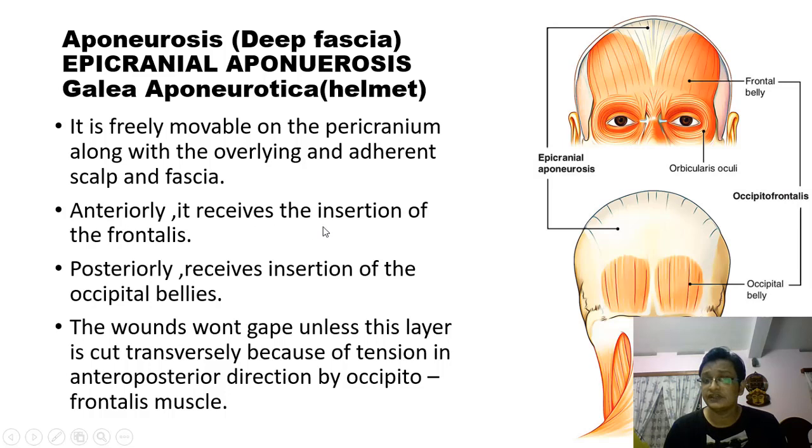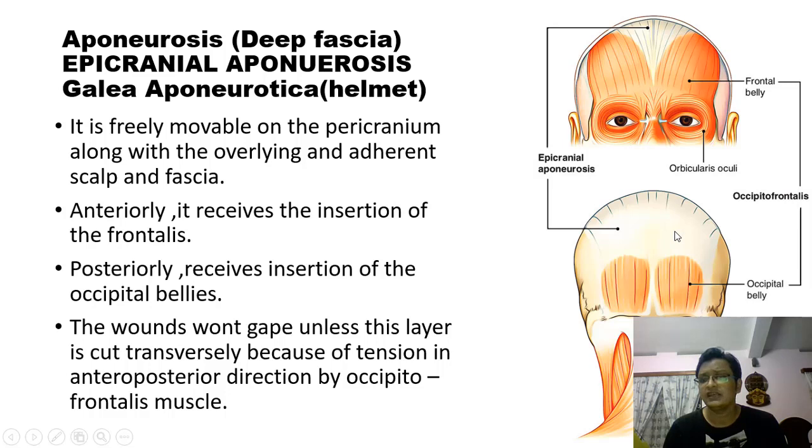Anteriorly, it receives the insertion of the frontalis, that is the frontal belly. Posteriorly, it receives the insertion of the occipital belly. The important thing to see here is that wounds won't gape unless this layer is cut transversely, because of the tension in the antero-posterior direction by the occipitofrontalis muscle. If you see here, this muscle is anterior and this muscle is posterior, with the aponeurosis.